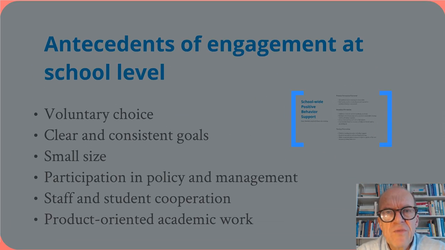Now, you can imagine that some schools are more successful in engaging students, in helping students to be really connected to the academic and social goals of the school, more successful than other schools. And the research in this area has identified a few very important factors. Voluntary choice, so the ability for students to choose their career within the school environment, is definitely a predictor of engagement. Clear and consistent goals within the school are also a very important condition for developing engaged students. A relatively small size of the classroom is, of course, also very helpful.